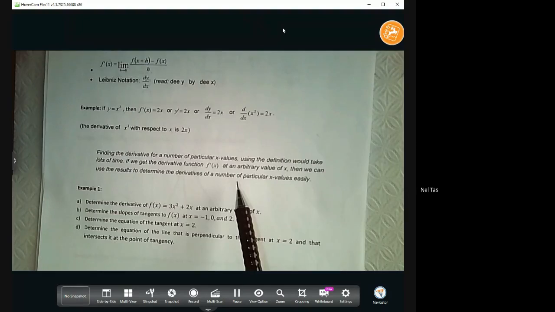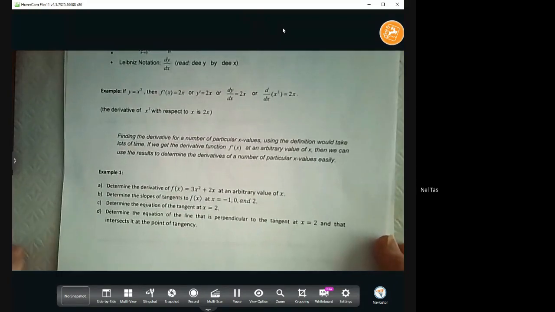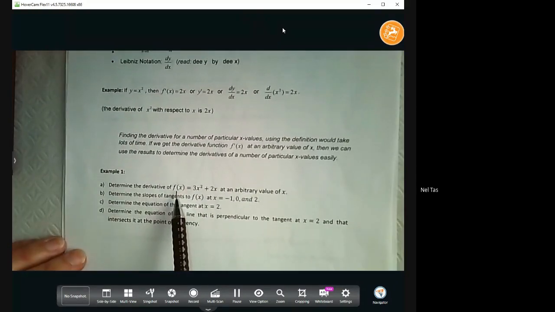In chapter 1, we were doing this with a. We already did several examples. Now we're going to do it with x, but the same idea is there. So let's look at some examples. Example 1. Determine the derivative of f of x equals 3x squared plus 2x at an arbitrary value of x.